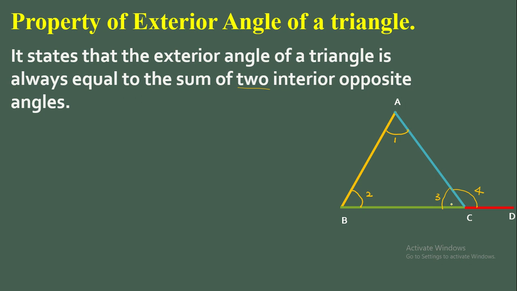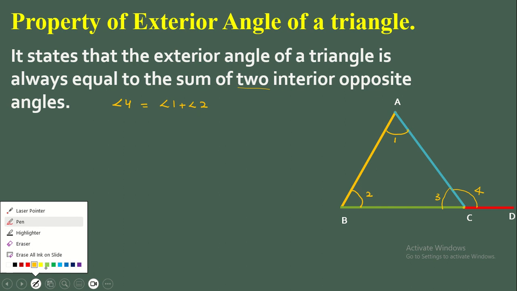So here angle 3 and angle 4 are adjacent angles with each other as they have a common vertex and a common arm. So the other two angles that remain, angle 1 and angle 2, are the interior opposite angles to this exterior angle, angle 4. So we have to show that the exterior angle, that is angle 4, is equal to the sum of the two interior opposite angles, which is angle 1 plus angle 2. So we have to prove that angle 4 is equal to angle 1 plus angle 2.